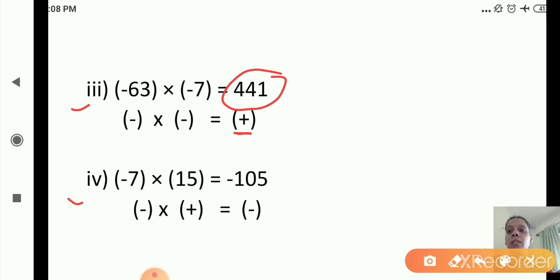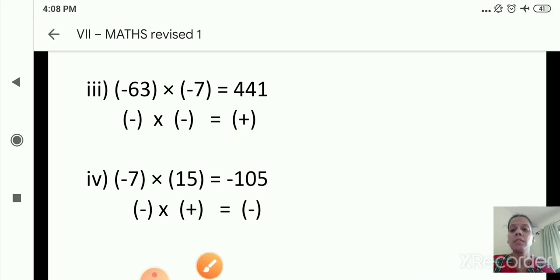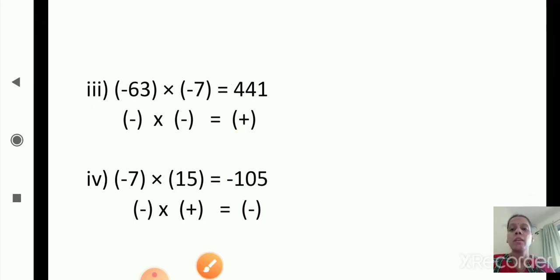Next one is minus 7 multiplied by 15. One number is negative and the other number is positive. So minus plus, right, minus. So the product is a negative integer. So 15 sevens are 105 and the minus sign. Okay, so for this you need to learn tables. So these are the few sums from practice set 8.